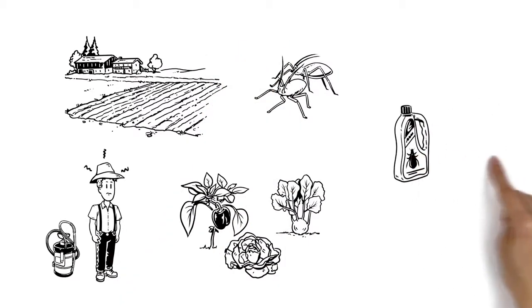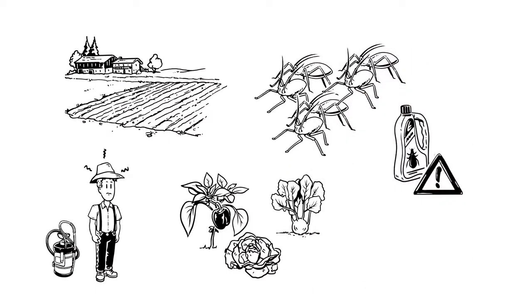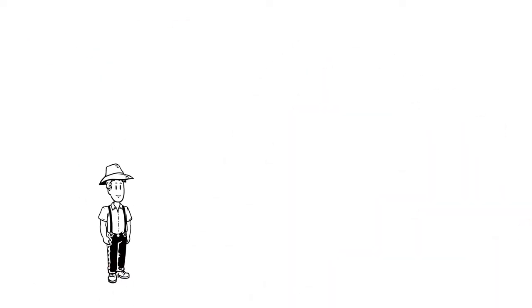Recently, one of the products he'd successfully used for a long time stopped being effective. The insects are now flourishing and destroying his crops. So Bruno speaks to his local agriculture advisor, Anna.